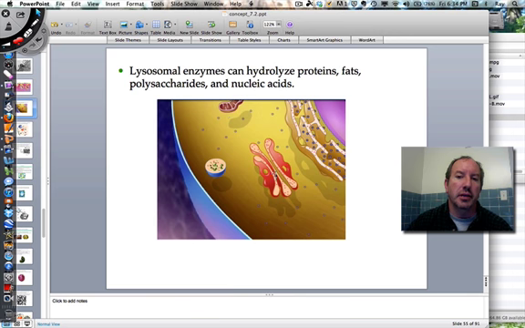Here's a picture of the Golgi apparatus. Here's the picture of the rough endoplasmic reticulum. Here's the nucleus. Here's the cytoplasm. These are the free ribosomes over here. This is a little organelle that we're coming to called the mighty mitochondria.